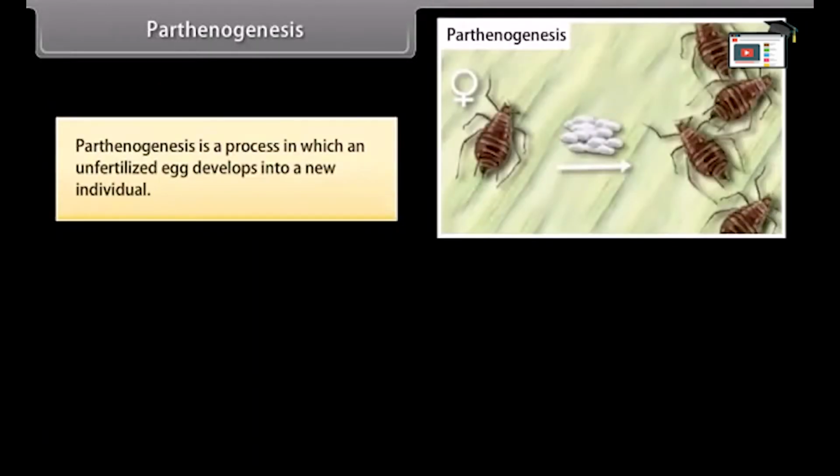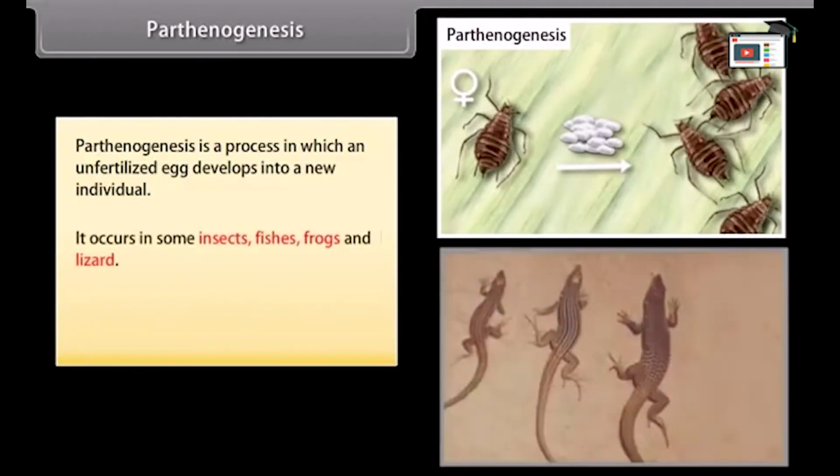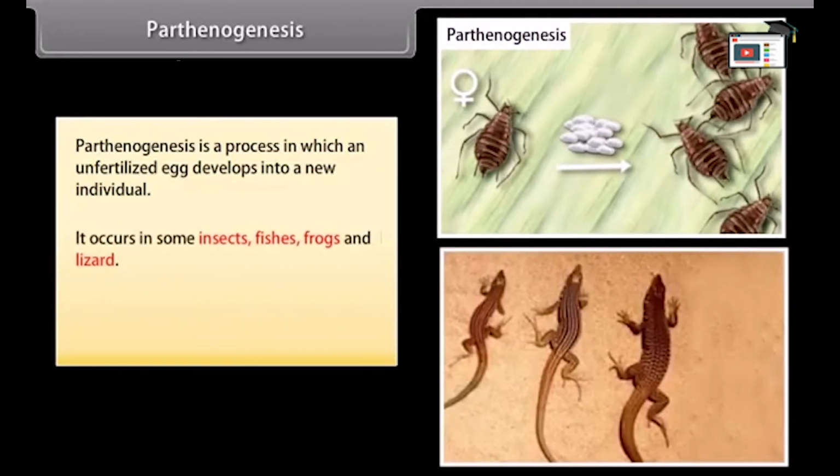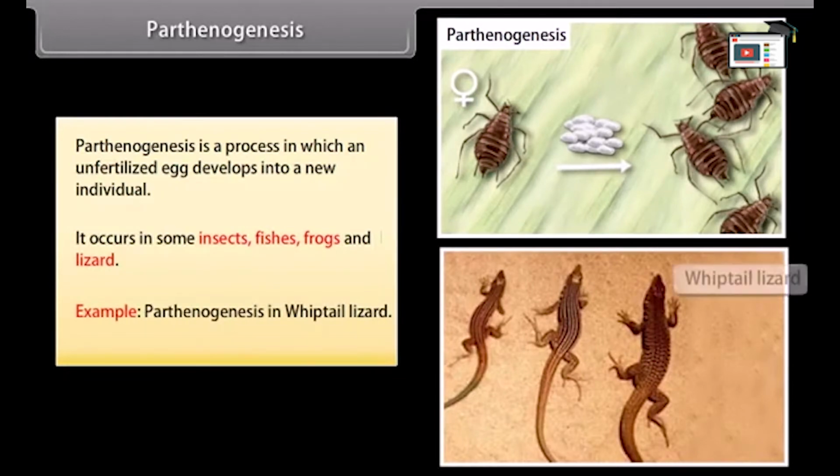Parthenogenesis. Parthenogenesis is a process in which an unfertilized egg develops into a new individual. It occurs in some insects, fishes, frogs, and lizards. Example: parthenogenesis in whiptail lizard.